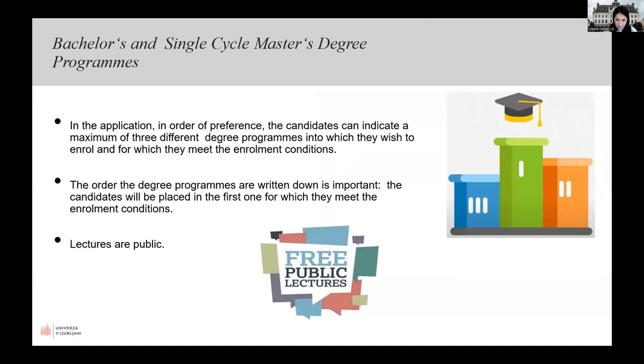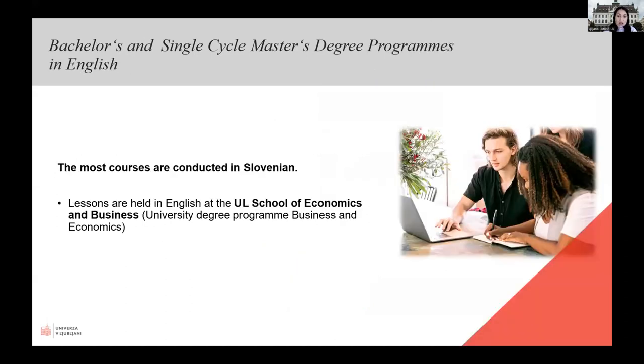In the first application period, you may indicate a maximum of 3 bachelor's or single cycle master degree programs in order of preference for which you wish to enroll. The order in which the degree programs are indicated is very important, because in the selection process, you will be admitted to the first degree program for which you meet all the requirements and achieve the minimum number of points in the case of limited enrollment.